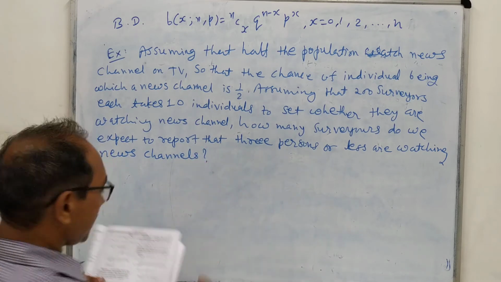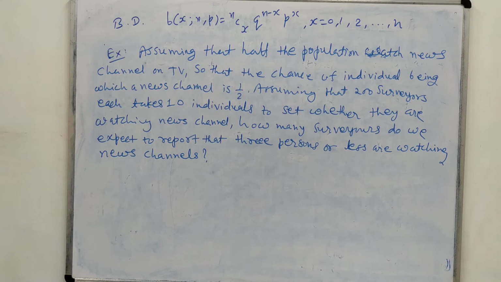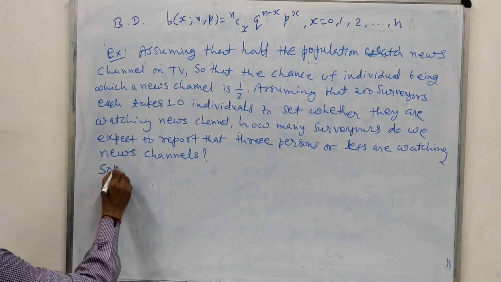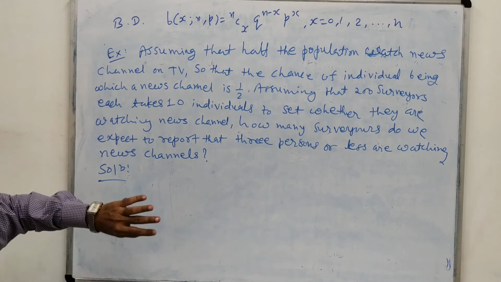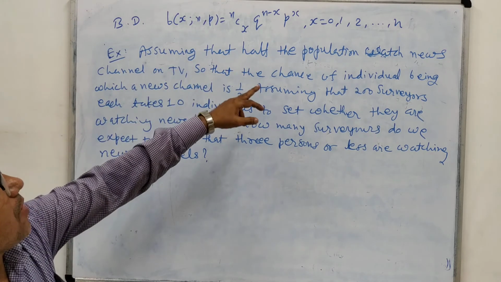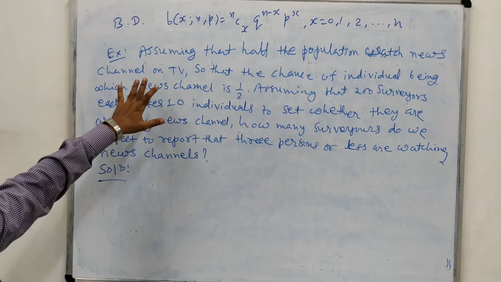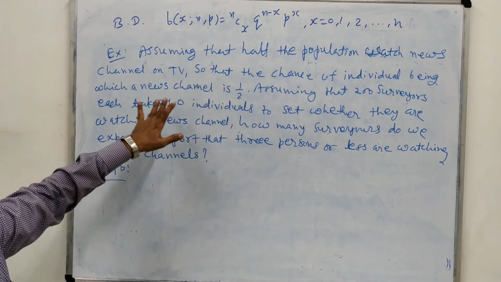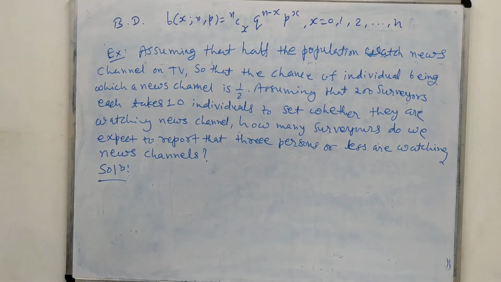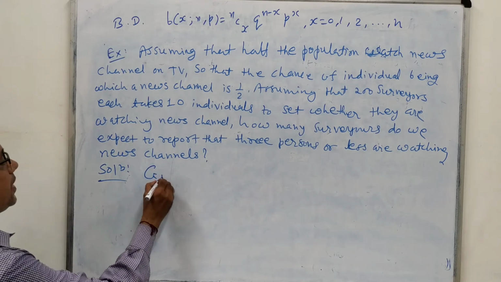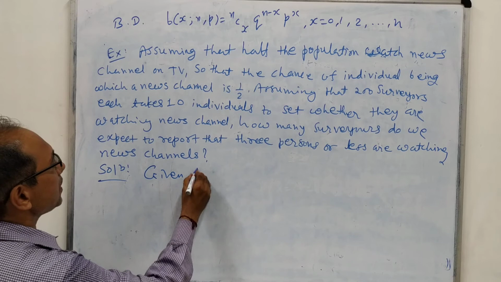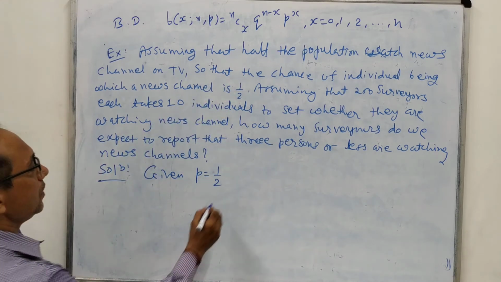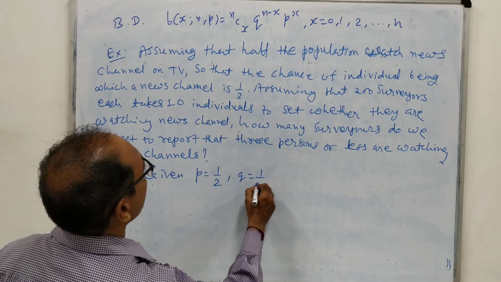So here you can see that the description of the statement of the problem is very lengthy, but the solution is not such a lengthy process. Here it is given that assuming that half the population watch a news channel on TV, so that the chance of an individual watching a news channel is 1/2. That means the probability of watching is 1/2. It is already given. So q equal to 1/2 again.